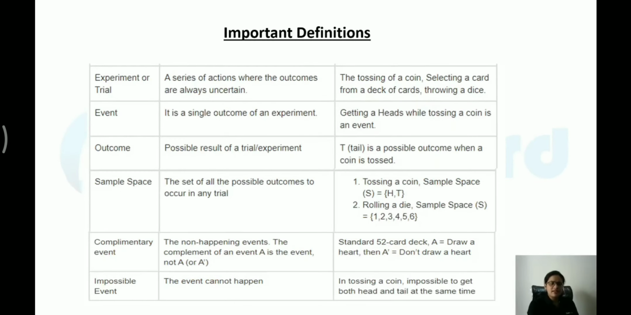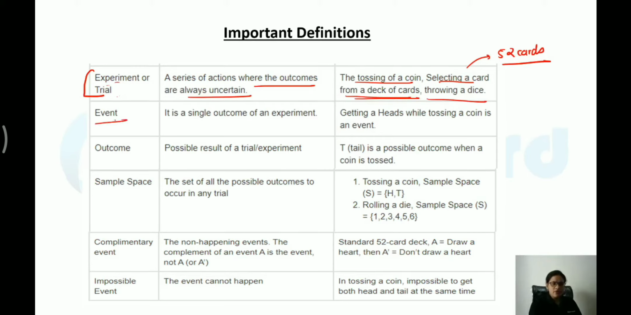So I have just written all the definitions on the same slide. Whatever experiment or trial is there, whatever outcomes you are getting which are uncertain, I have told you the random process, this is called an experiment or trial. I have given you examples, for example, tossing a coin, selecting a card from the deck of cards. So there are 52 cards, right? This topic will be dealt with in detail in the second part. Or throwing of a dice. All these are nothing but the trial.